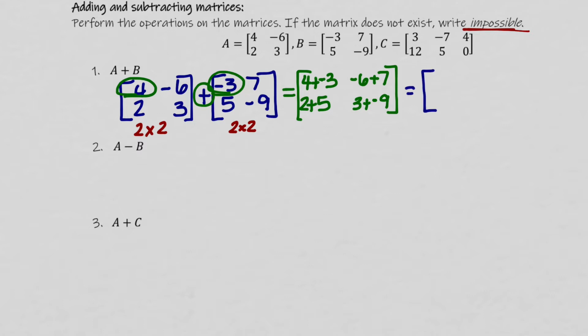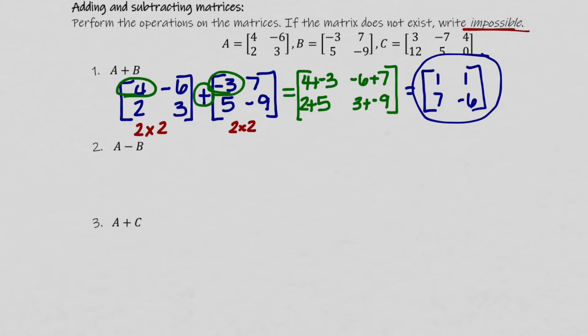Because I had 2 by 2 matrices added together, I will end up with a 2 by 2 matrix. So 4 plus a negative 3 is 1. 2 plus 5 is 7. Negative 6 plus 7 is 1. 3 plus negative 9 is negative 6. So there is matrix A plus matrix B. It gives me a 2 by 2 matrix.